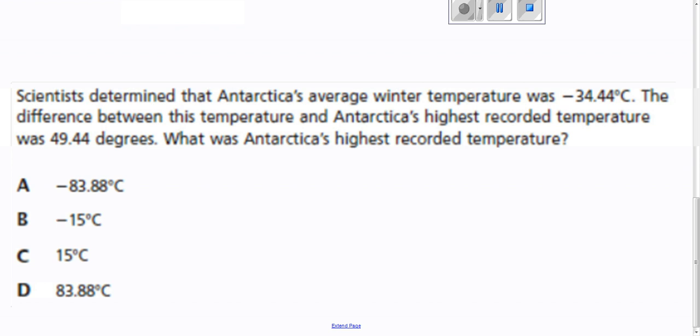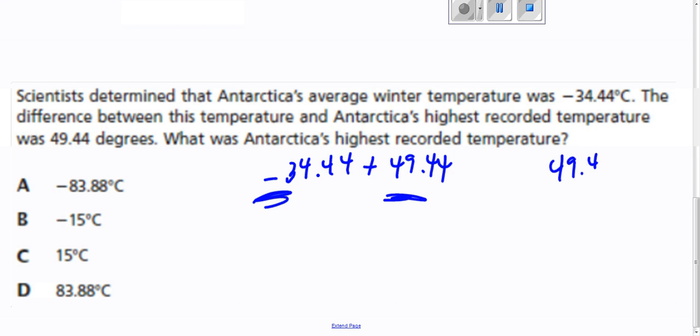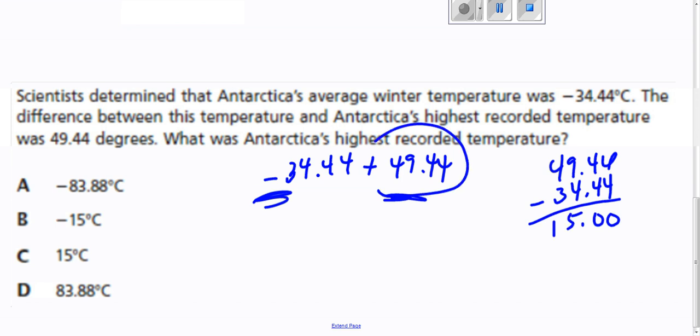If you're looking for a number that's 49.44 degrees higher than negative 34.44, you need to do negative 34.44 plus 49.44. I'm adding a negative and a positive, so I'm actually going to subtract them. The numbers work out really nicely because 0, 0, 5, 1. And it's positive because this one's bigger, so 15. So the highest temperature was 15 degrees. And if you really think about this question, that's the only one that makes sense.